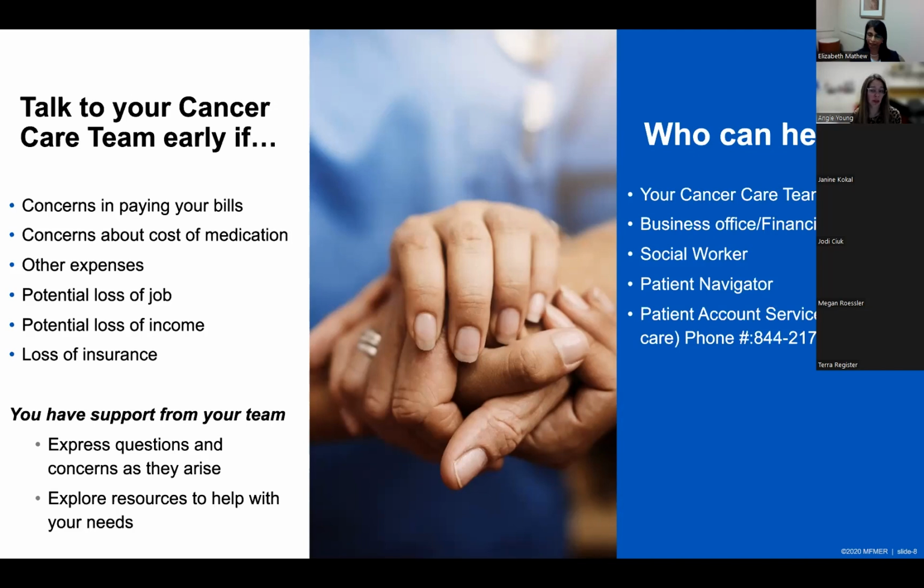Your care team consists of your medical providers, the business office, financial counselors here at Mayo Clinic, your social work team, patient navigator team, as well as patient account services. And again, these phone numbers will be on that resource sheet.